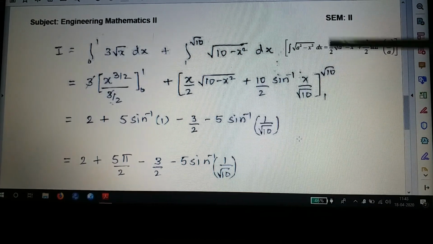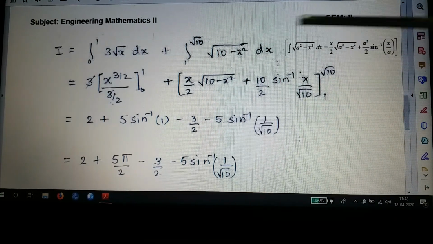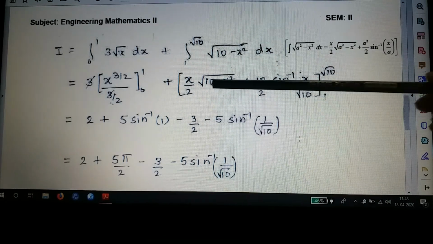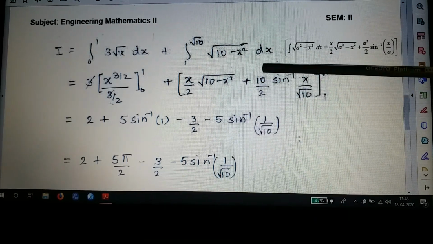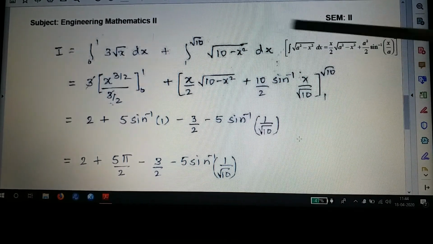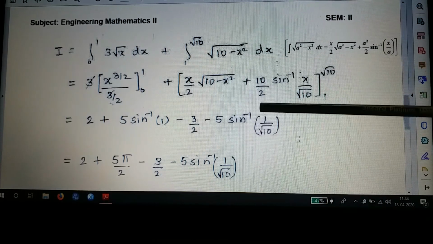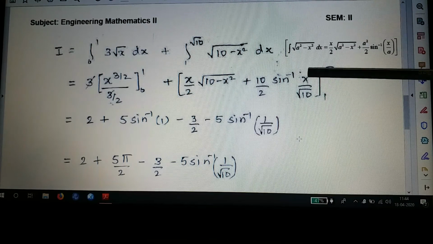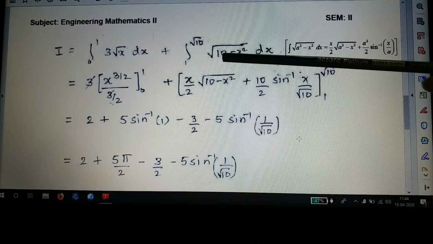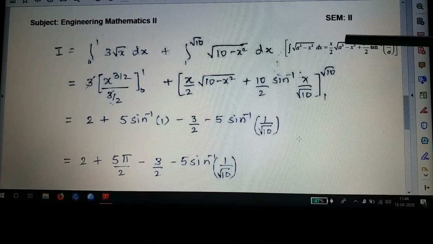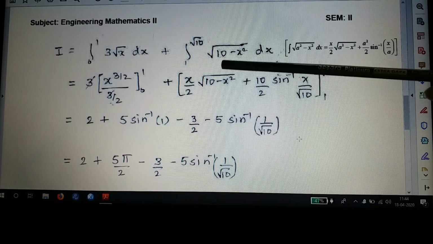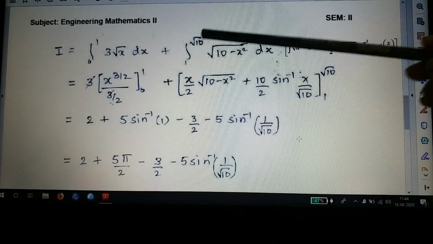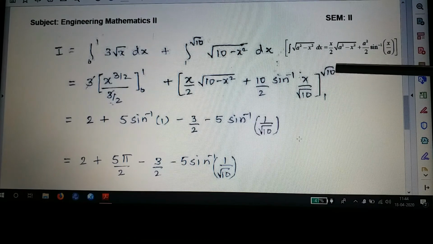So we get the first term x by 2, the root as it is, so root of 10 minus x square as it is, plus a square by 2. A square is 10, so 10 by 2 sine inverse x by a. So x here, a is root 10. Applying this formula, we have evaluated this integral and the limits are 1 to root 10. Now let us substitute the limits. Let us put the upper limit.